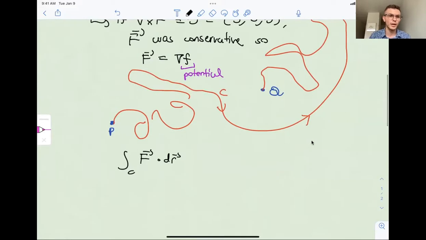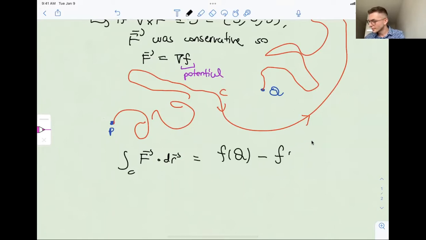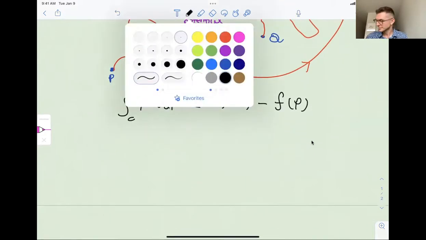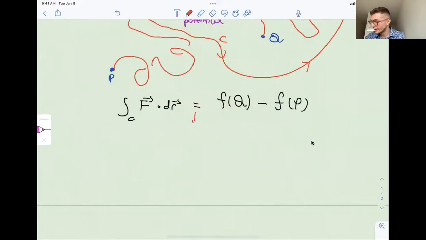If you remember, if you have a conservative force, it's just the difference in the values of the potential function. So you evaluate the potential function at the endpoint, at the final point, minus the potential function at the initial point, and then you just get that. So again, this is very important, just for conservative forces.